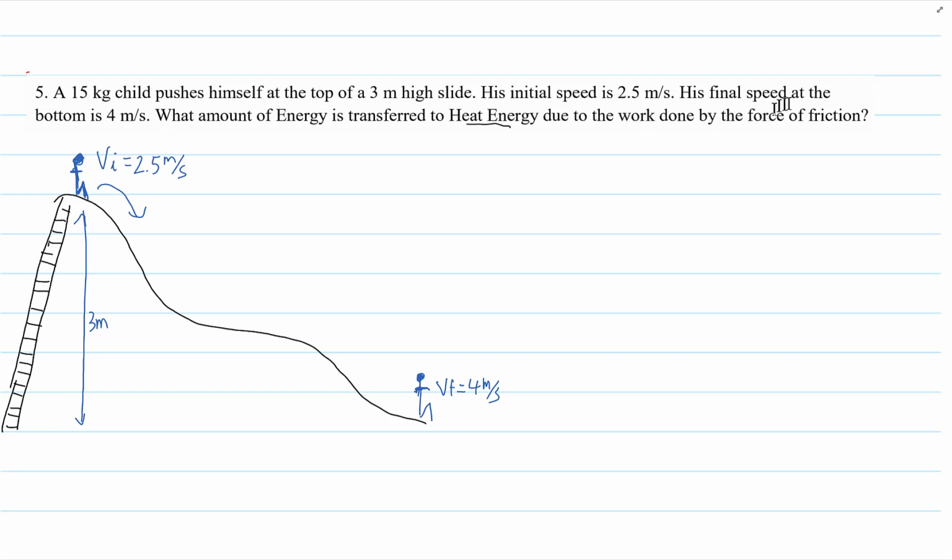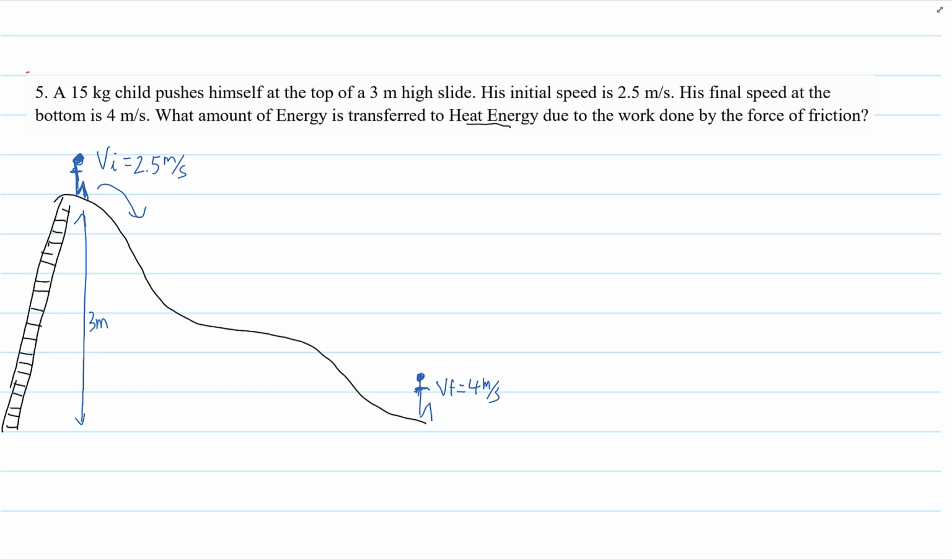So we have this boy at the top of a tall 3-meter slide, and he's pushing himself off at 2.5 meters per second. So he's going down. We don't know the angle, the slope. We don't even know if it's considered a straight line. It's just wavy. And when he reaches the bottom, it's 4 meters per second. So how do we handle this?